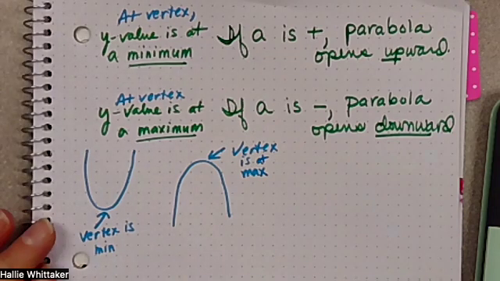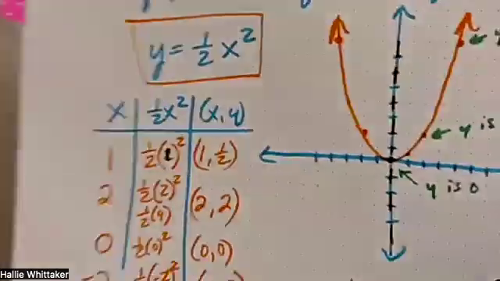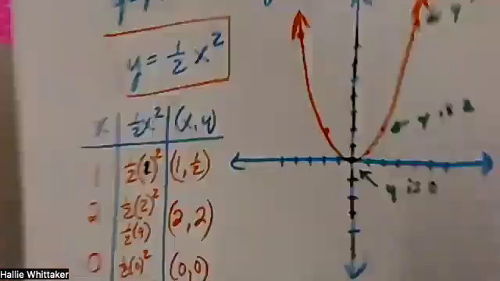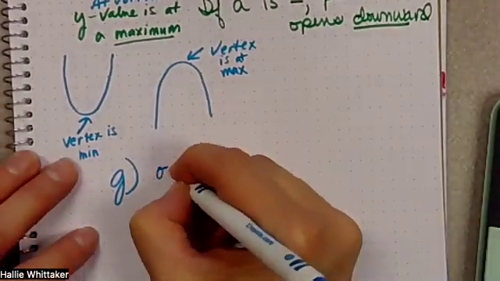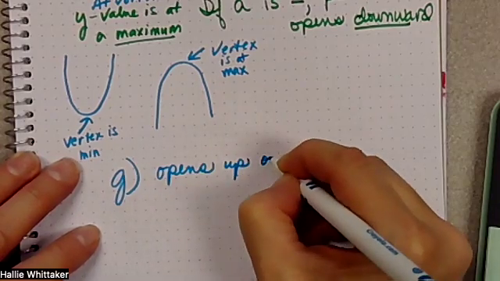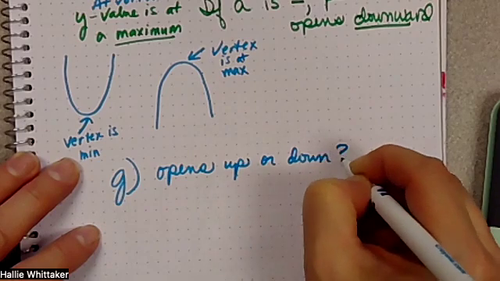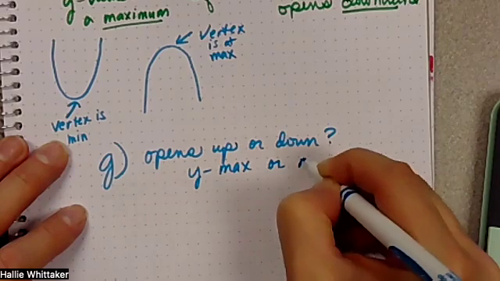Now, all you're going to do for this next section, where are we at? E, I guess we can say that was F. G. So they're going to ask for a section or two. Does it open upwards or down? And is the Y a maximum or a minimum?